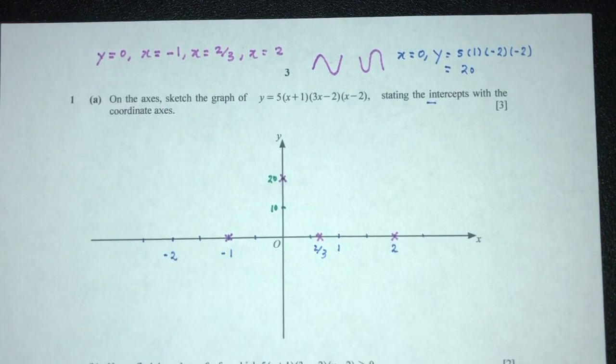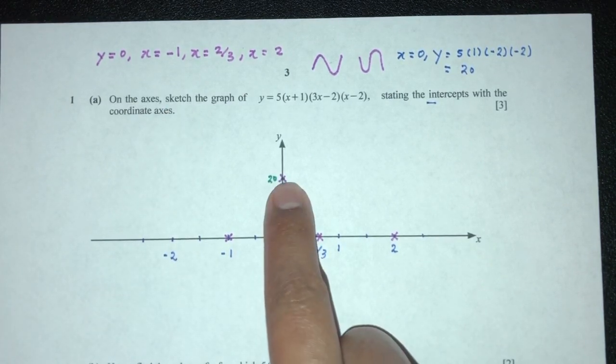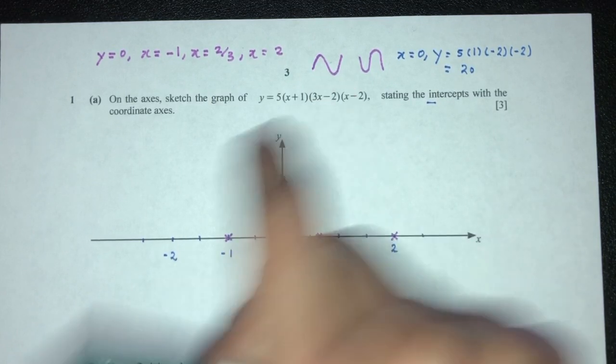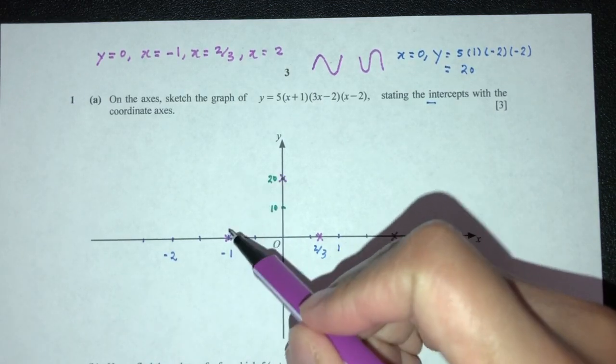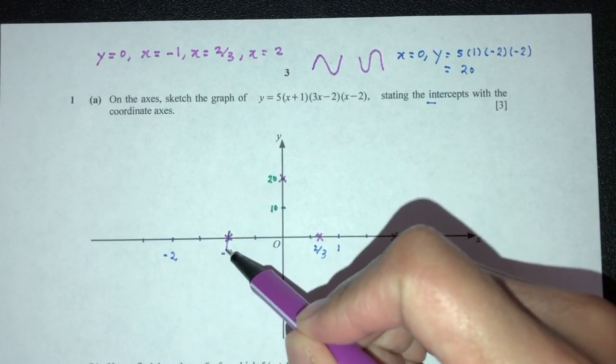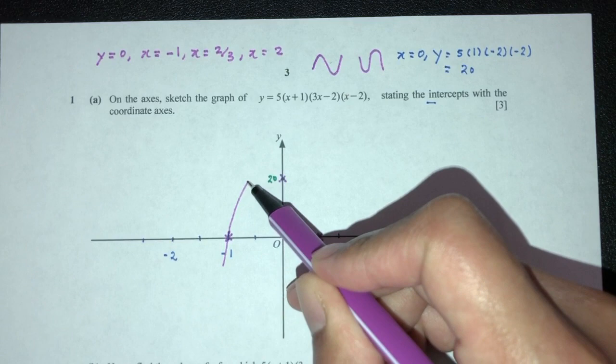We can know the shape already. Because the point here is on top, we realize that it will be this shape, right? It will be something like this. We need to have a maximum point.